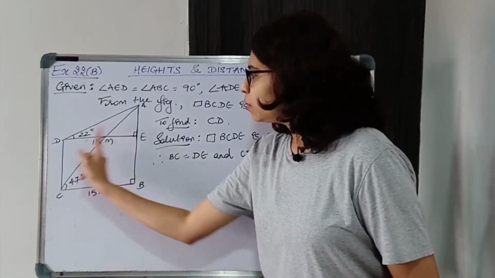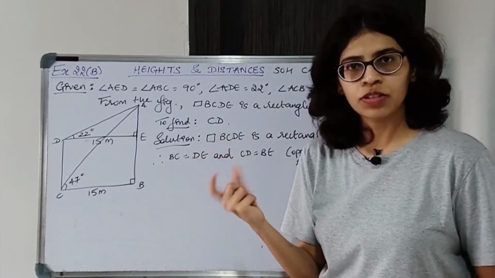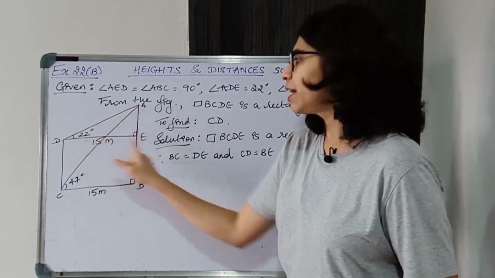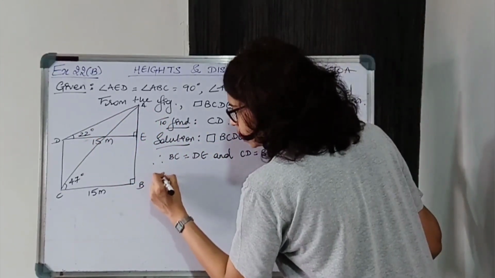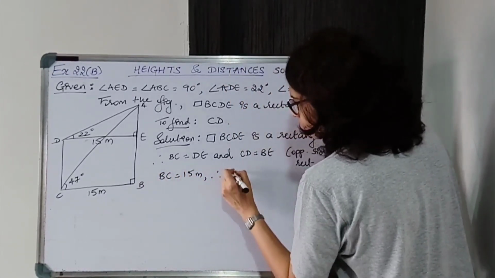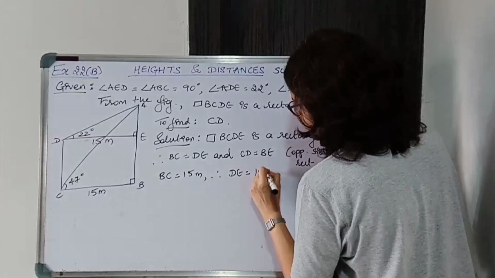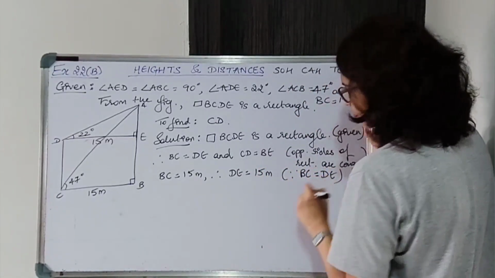Now BC is equal to DE. BC's length we know, so we can find the length of DE also. This will be useful when we consider this right angle triangle. So BC is equal to 15 meters. Therefore DE is equal to 15 meters, since BC is equal to DE.